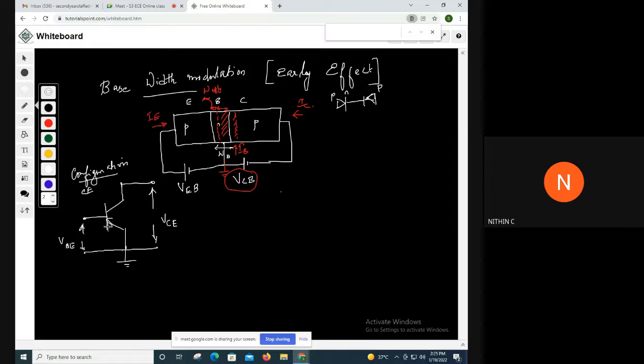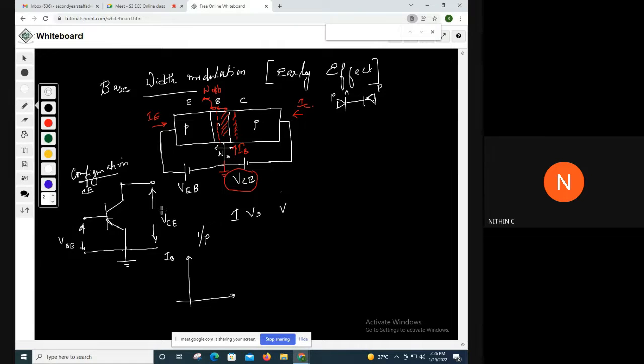Every time you are asked about characteristics, it is actually a plot between voltage and current. If you are asked about input characteristics, you will be drawing I versus V. It's a current-voltage characteristic. If it is asked for input, it will be the graph of input current, which is IB.